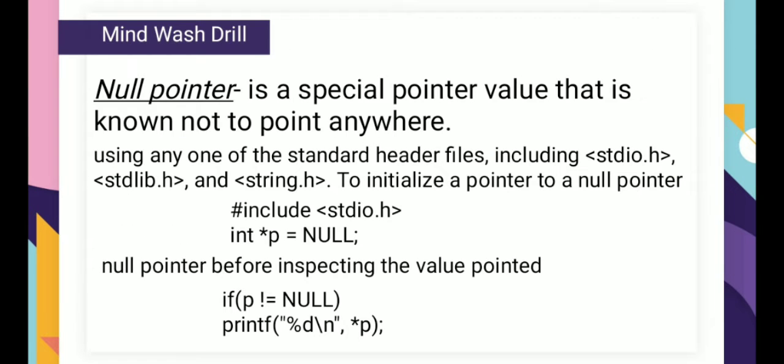Null pointer. A null pointer is a special pointer value that is known not to point anywhere. Using any one of the standard header files including stdio.h, stdlib.h, and string.h, we can initialize a pointer to a null pointer. So that is the example of that. So null pointer, before inspecting the value pointed, is most of this example.